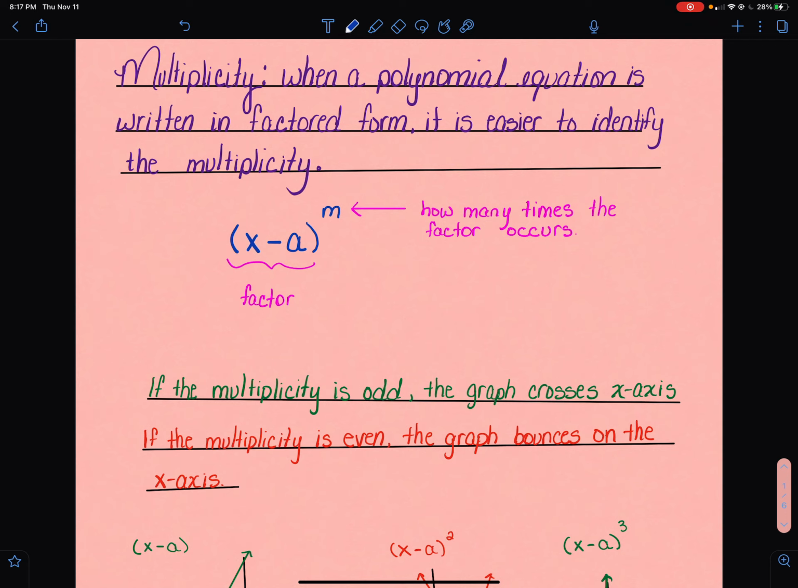That m, it's like if I said x squared, that meant that it's x times x. So the multiplicity just tells me how often that same factor is going to occur. If there is no m value there, we understand it to be 1. Okay, so that exponent is 1 unless otherwise noted. If the multiplicity is odd, the graph is going to cross the x-axis, and if the multiplicity is even, the graph bounces on the x-axis.